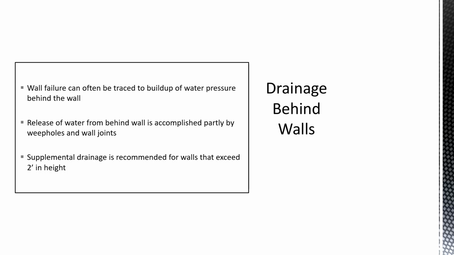Wall failure can often be traced to buildup of water pressure behind the wall. Yes, almost 100% of the time. Release of the water from behind the wall is accomplished partly by weep holes and joints, and then supplemental drainage is recommended for walls that exceed 2 feet in height.